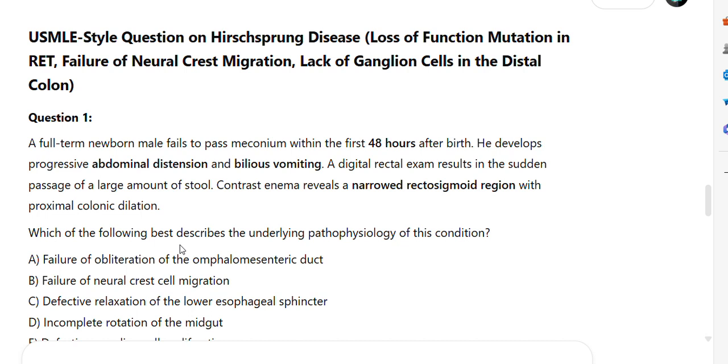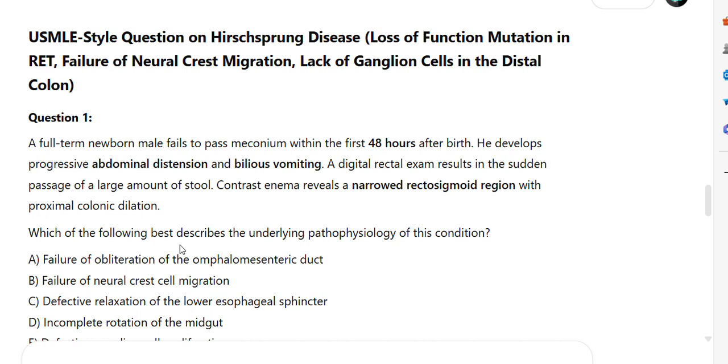A. Failure of obliteration of the omphalomesenteric duct. B. Failure of neural crest cell migration. C. Defective relaxation of the lower esophageal sphincter. D. Incomplete rotation of the midgut. E. Defective ganglion cell proliferation. The answer is: failure of neural crest cell migration.